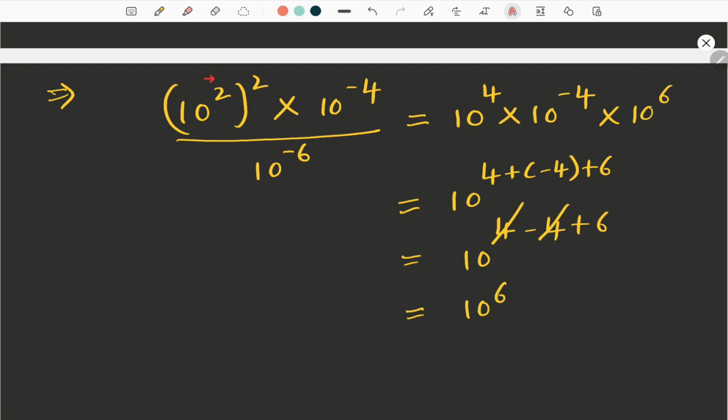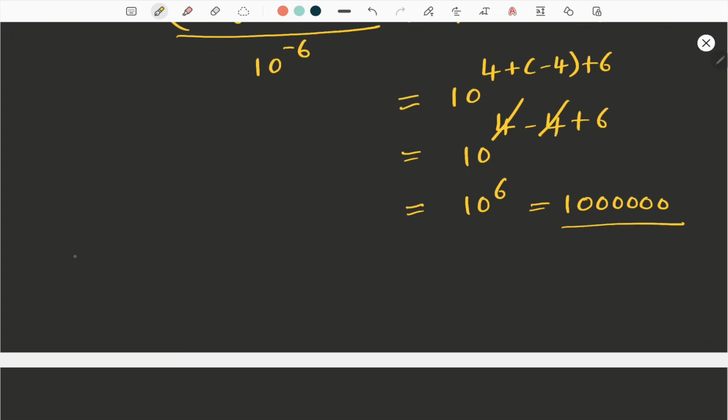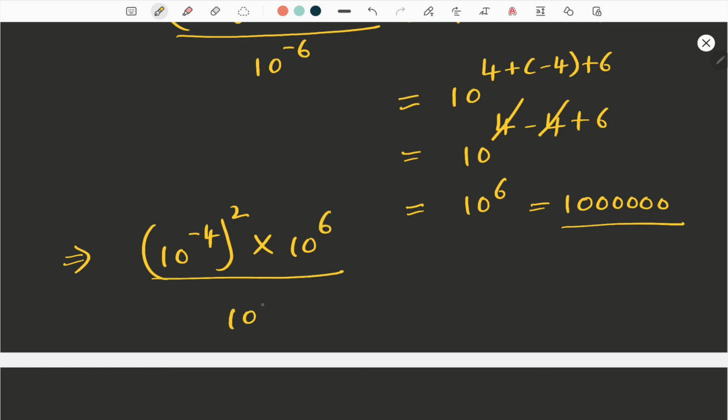Now have a look at this and have a look at this, which is easier? This is easier to understand, no? So 10 to the power 6 means easily you can say it is a 1, then 1, 2, 3, 4, 5, 6 zeros are there. So it is quite easy to understand. Alright, so this becomes quite difficult, no? Let me give you one more example. If something is like 10 to the power minus 4 whole square into 10 to the power 6 divided by 10 to the power 2 whole cube. You are going to get these kinds of things.